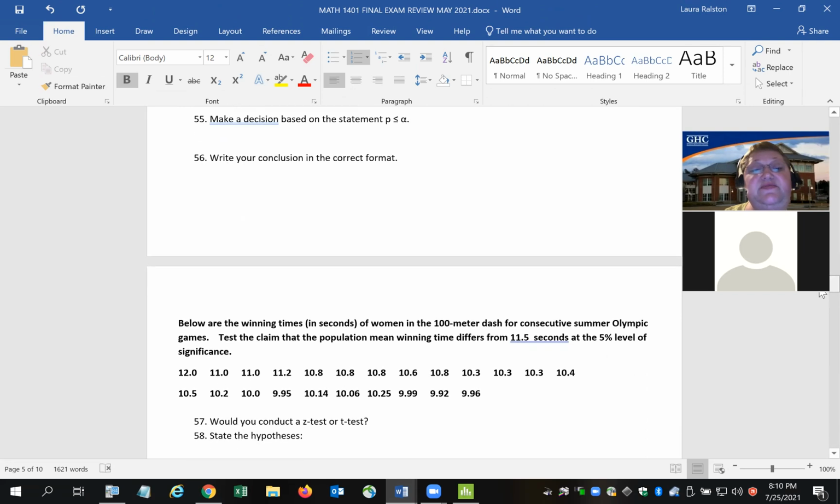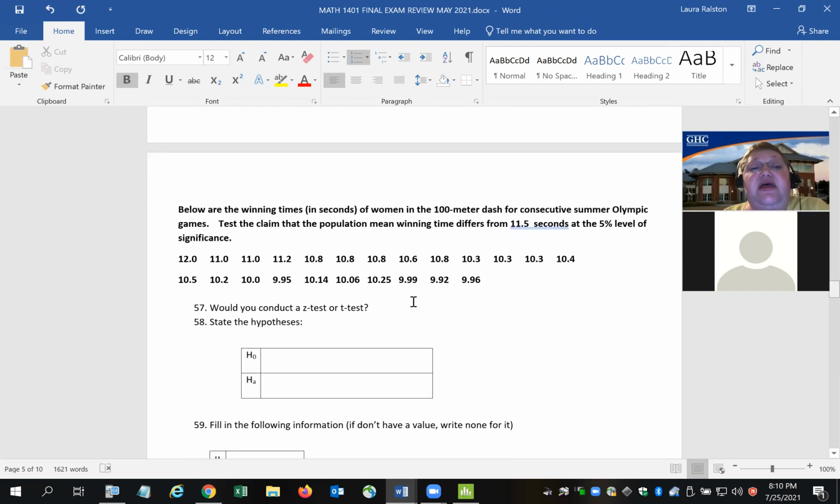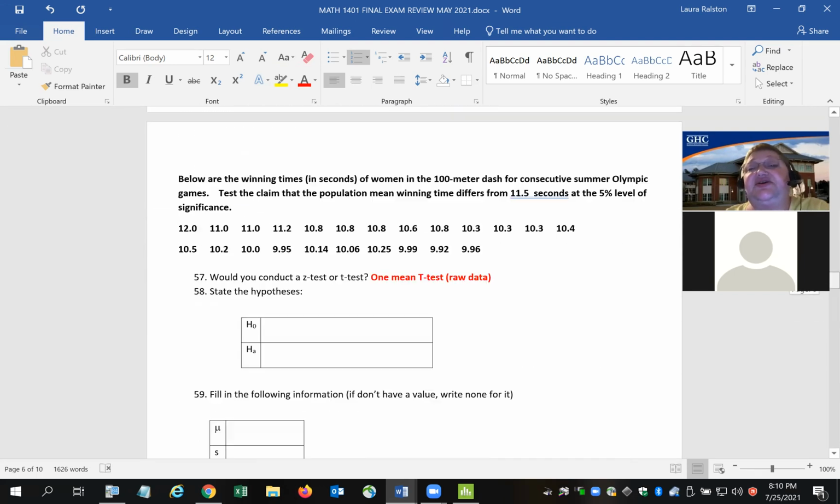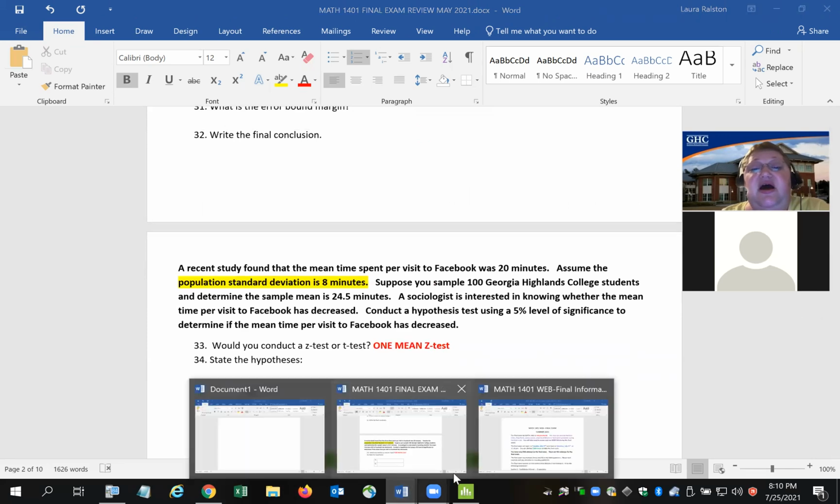Okay, then let me scroll on down. Same thing with the next scenario. Again, you have raw data, and it doesn't give you the population standard deviation anywhere in this scenario. So this again would be a 1 mean T test, and again, you have the raw data. And then let me scroll down. Okay, the next one gets into chi-square goodness of fit. So hopefully that addresses one of your questions, Leanne.